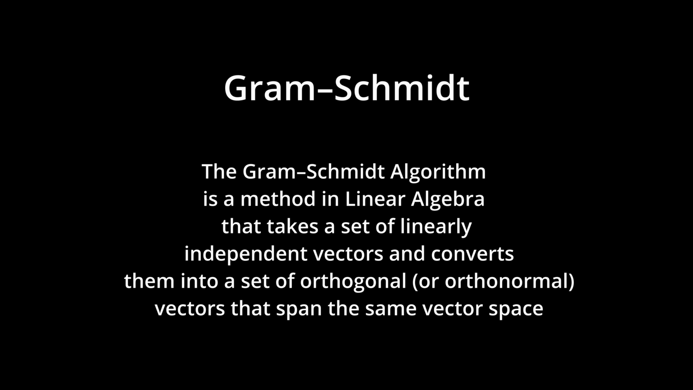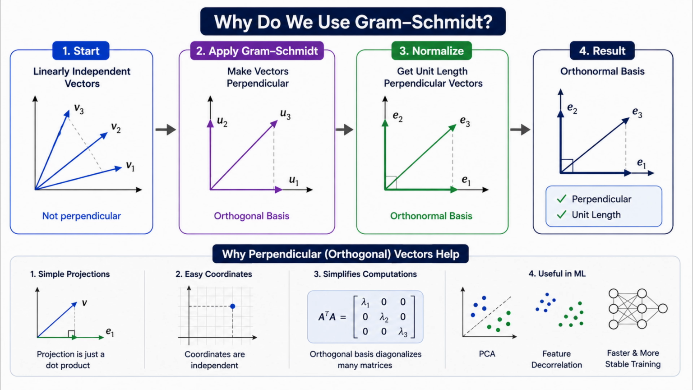Let's implement one algorithm, which is this one. This is a method in linear algebra that takes a set of linearly independent vectors and converts them into a set of orthogonal or orthonormal vectors that span the same vector space. So why do we need this algorithm? We use it to create an orthogonal or orthonormal basis because perpendicular vectors make many mathematical and machine learning computations much easier.